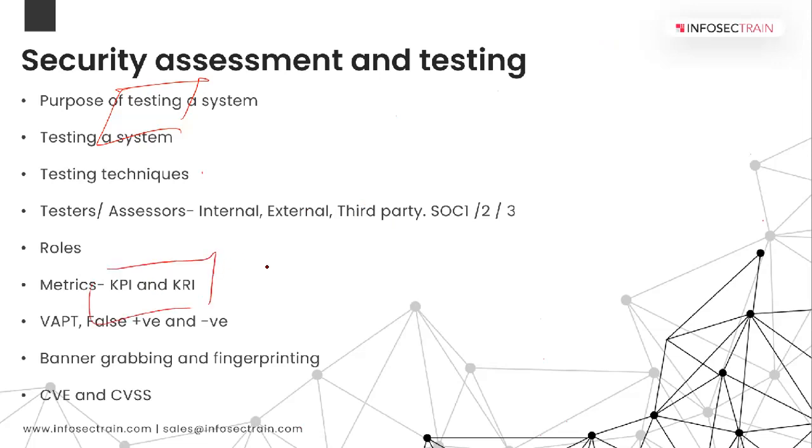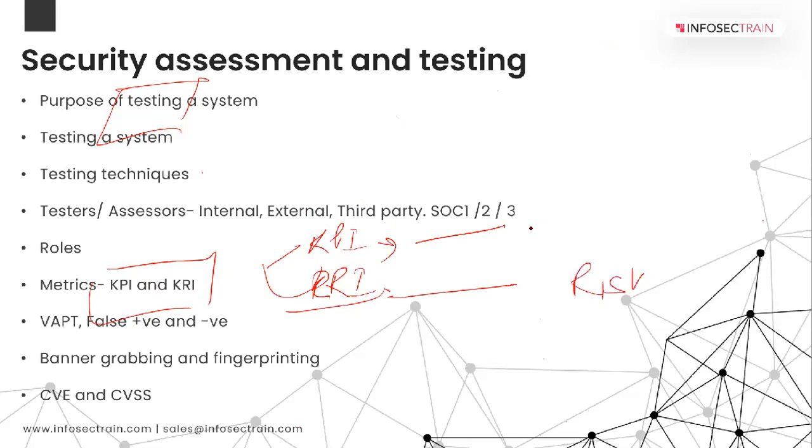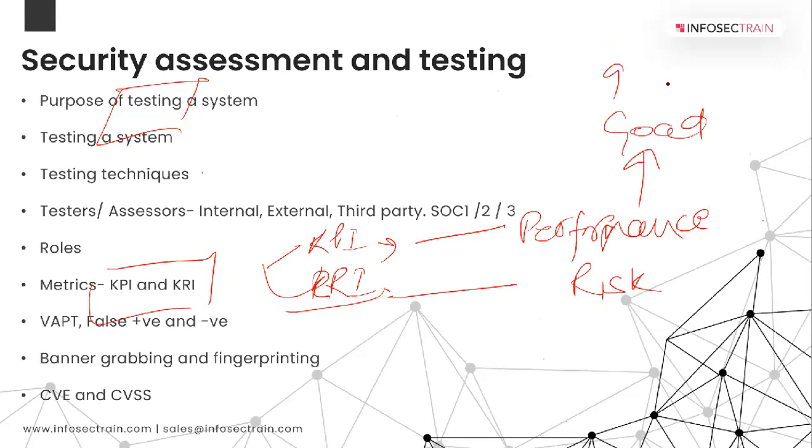Now, talking about metrics, there can be two types of metrics, KPIs and KRIs. KPI is key performance indicator. KRI is key risk indicator. Performance, where does it come from? I must have set a goal for myself. That becomes my KPI. For example, in the policy, I've said that 99% of endpoints should have the AV agent installed. Now that becomes my key performance indicator.